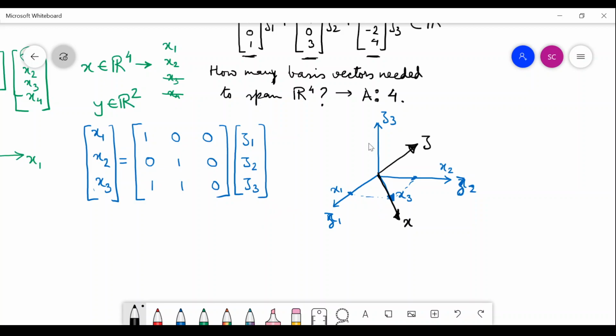So you will not be able to actually infer anything about the three-dimensional space by looking at the two-dimensional space. So if you come to the two-dimensional space here and you do some analysis, you do some design, that will not be valid for the three-dimensional space.